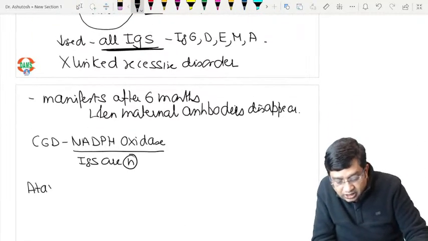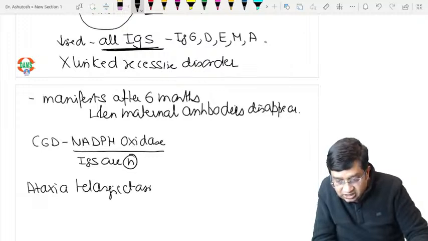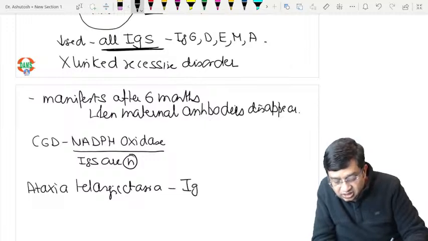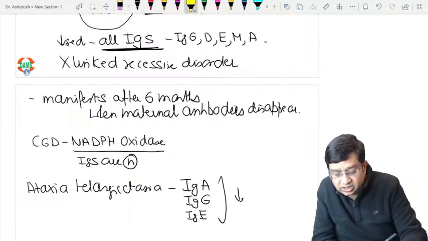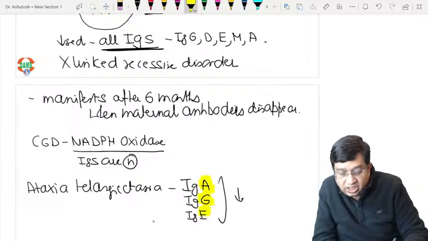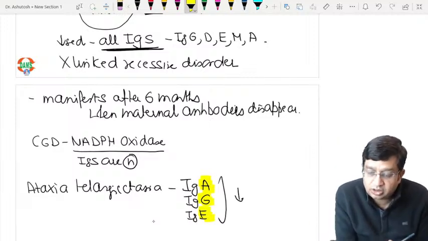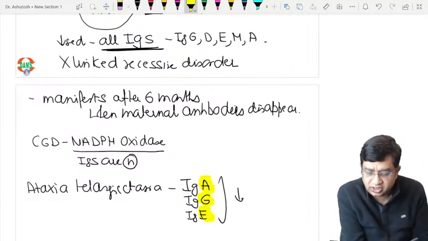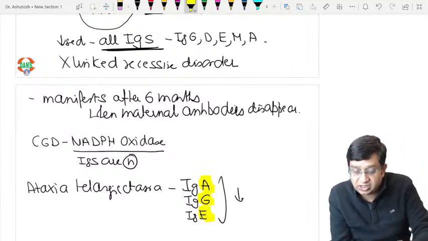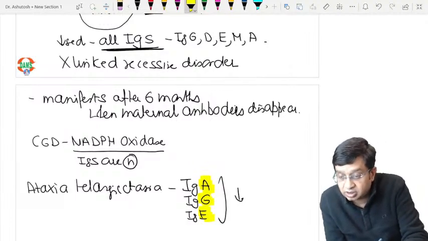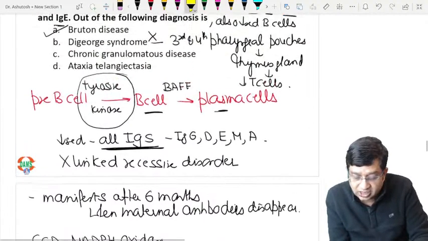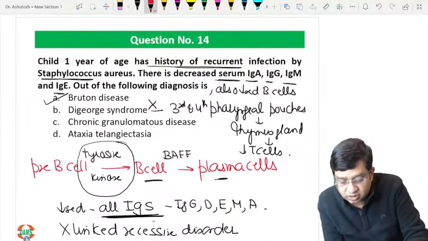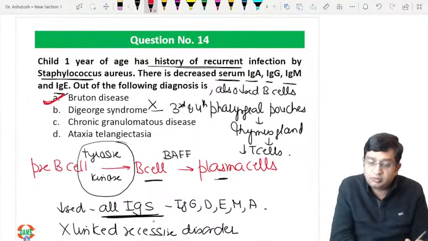In ataxia telangiectasia, there is a decrease in IgA, IgG, and IgE. These three are decreased. They all three are decreased. Clear? But what choice did you give there? Absence of B cells. So if absence of B cells is given, then definitely your answer is Bruton's disease. Definitely your answer is Bruton's disease.